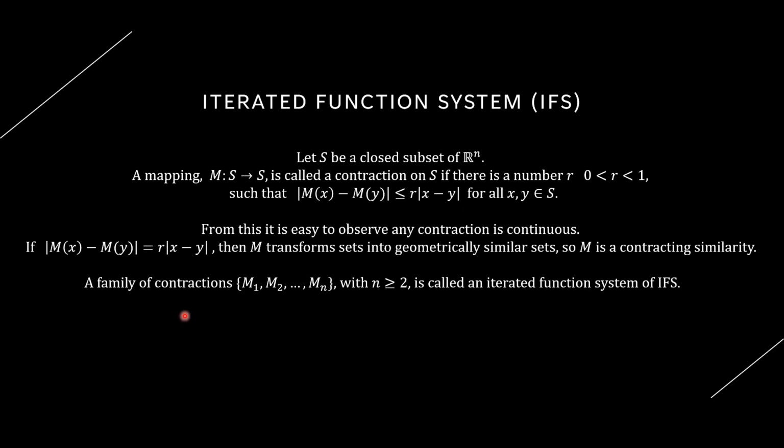It's not just a contracting function, but a contracting similarity. The family of all those contractions, so if you take all of those contractions and put them together, you have to have at least two of them, and that's how we get the iterated function system. It's not just here, let's contract, it's all of those things together. And this should sound similar because we talked about something similar with the Cantor set.